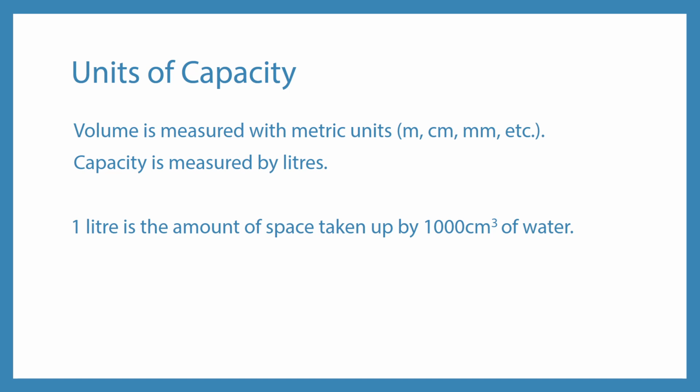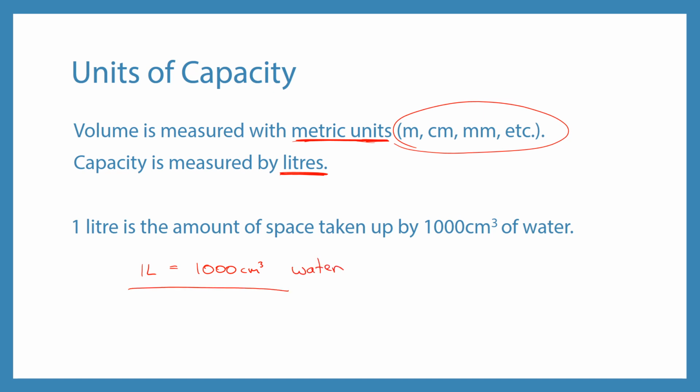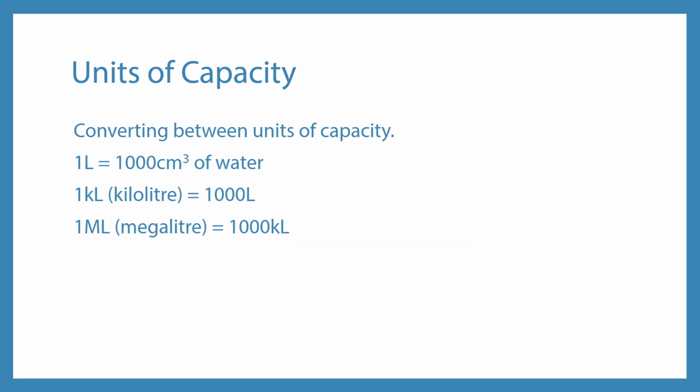Now, volume is measured in metric units. So remember, volume is the amount of space that something takes up. We measure it in these sort of units. Capacity, though, is measured in liters. So it's how much that something could be filled up with. Now, 1 liter is the same as the space taken up by 1,000 cubic centimeters of water. So this is an important identity to remember, that 1 liter equals 1,000 cubic centimeters. So we put that here. 1 liter is 1,000 cubic centimeters.